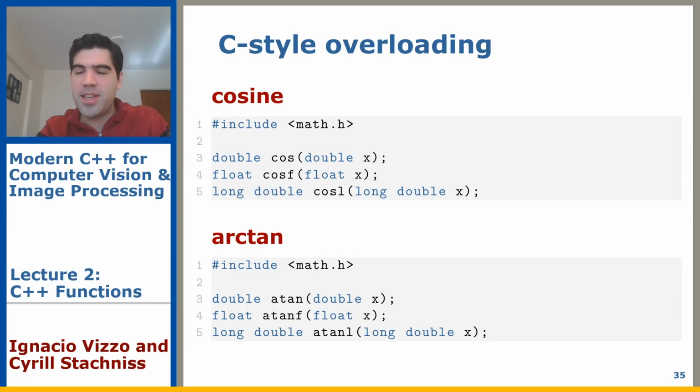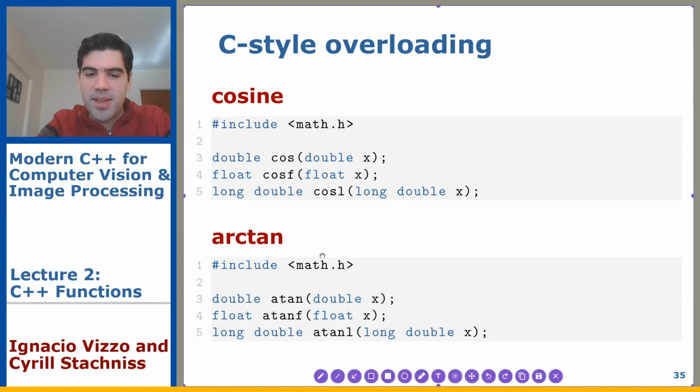So in this case, let's pretend that you are working with a C program, and you want to use the cosine function, but you have different types, right? And how do you deal with this in C? You will define different functions where the implementation inside is the same, and you will start giving funky names, like cos for double, cosf for float, and cosl for long double, and you can go on with the list.